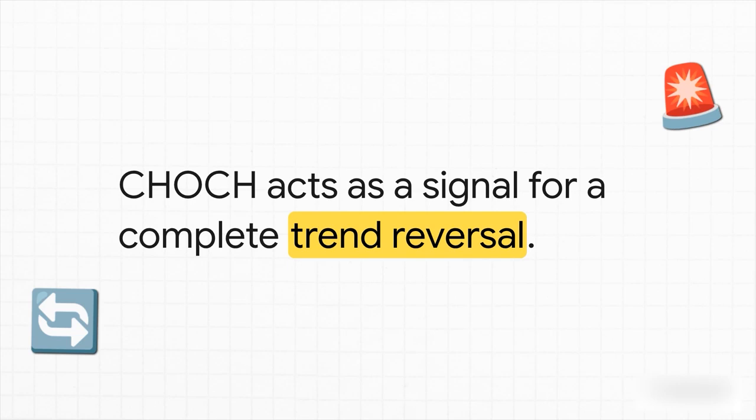A change of character is the literal polar opposite of a continuing trend. It's the market aggressively pivoting, sending a definitive, undeniable signal that the current participants are just exhausted and the opposing side is aggressively taking over. So, if a downward trend suddenly breaks above its previous ceiling, the character of that trend has permanently changed. It's your early warning system.